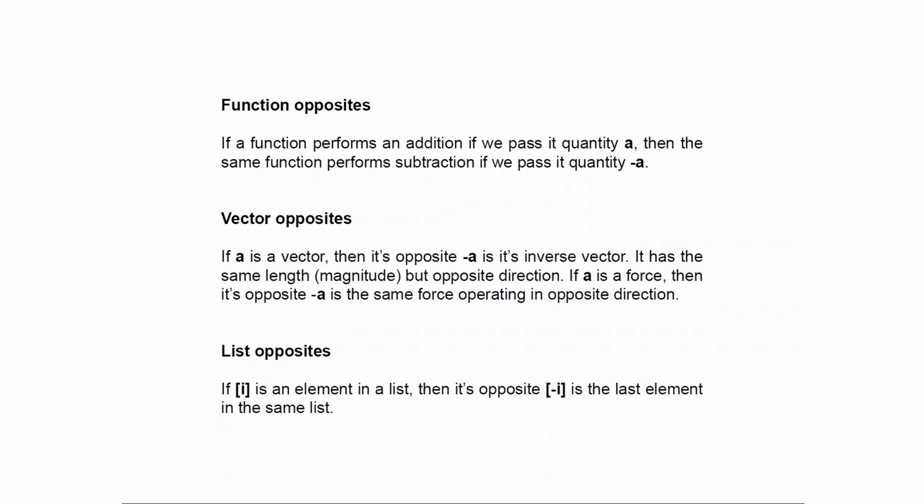You can talk about vectors also. If a is a vector, then minus a is the inverse vector. Or I can have list opposites: I can have an element i in a list, and its opposite is element minus i. So if element i is the first element, the element minus i is the last element in the list. Also, this is of course very useful in languages like Python, which really tries to use this simple notation with minus to indicate opposites, so you can quickly invert things.